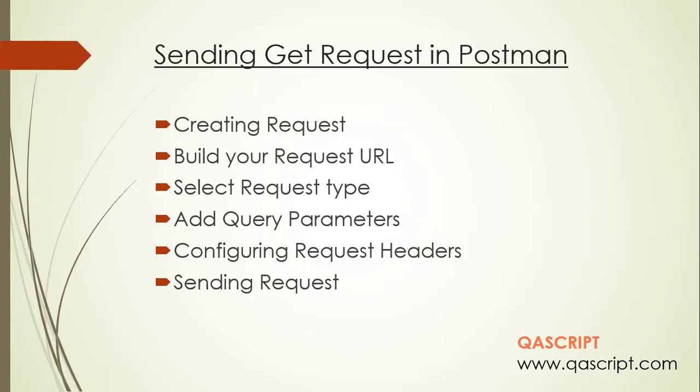So we'll be looking at the different request types, how you can create a new request, how you can build your request URLs, how you can select a different request type, what the different types of parameters are, how you can add query parameters to your request, how you can add request headers, and what the default headers are which are added in a GET request. How do you send a request in Postman and what do you get back in response? How do you view that in Postman? So all these topics we'll be looking at.